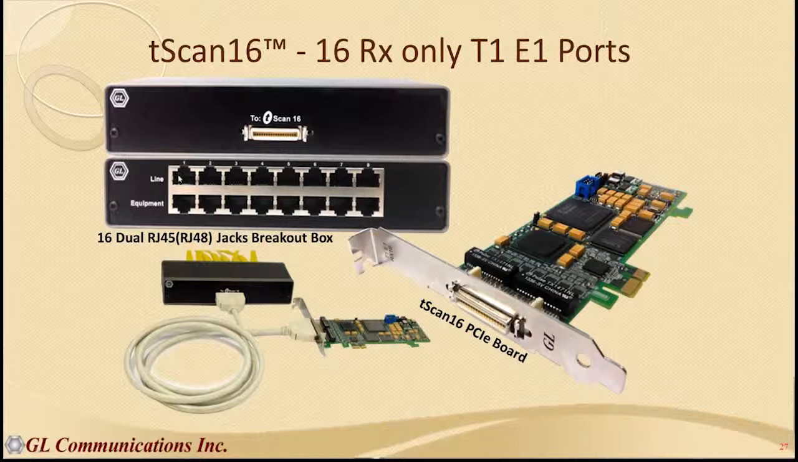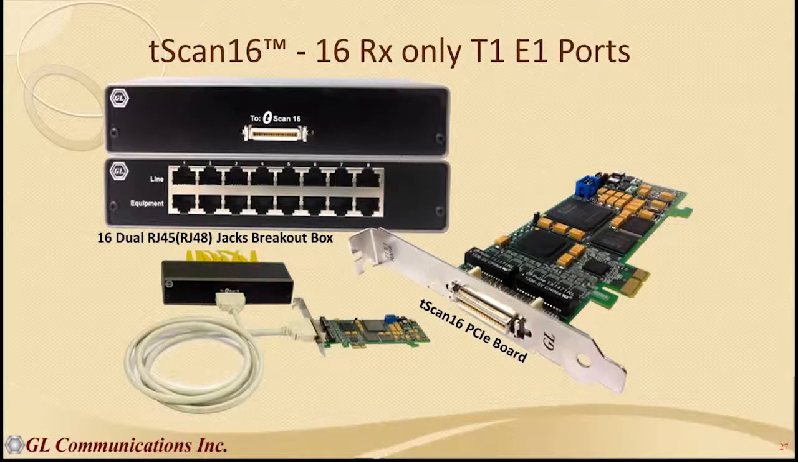So this is a special breakout box. Each one of these supports two receive ports. So unlike a normal RJ48, which would have both a transmit and a receive, this RJ48 has two receives, two here and two here. So altogether we have 16 receive ports here that we are monitoring non-intrusively, the line side or the equipment side of a particular high density T1E1 system.